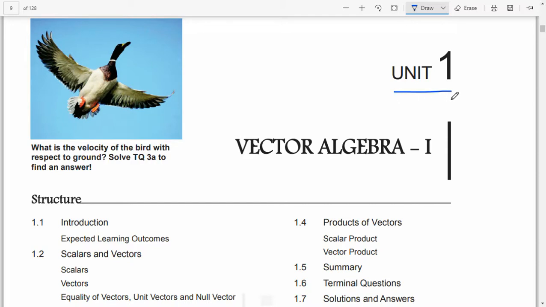Unit 1, Vector Algebra 1. What is the velocity of the bird with respect to ground? Solve TQ3A to find an answer.